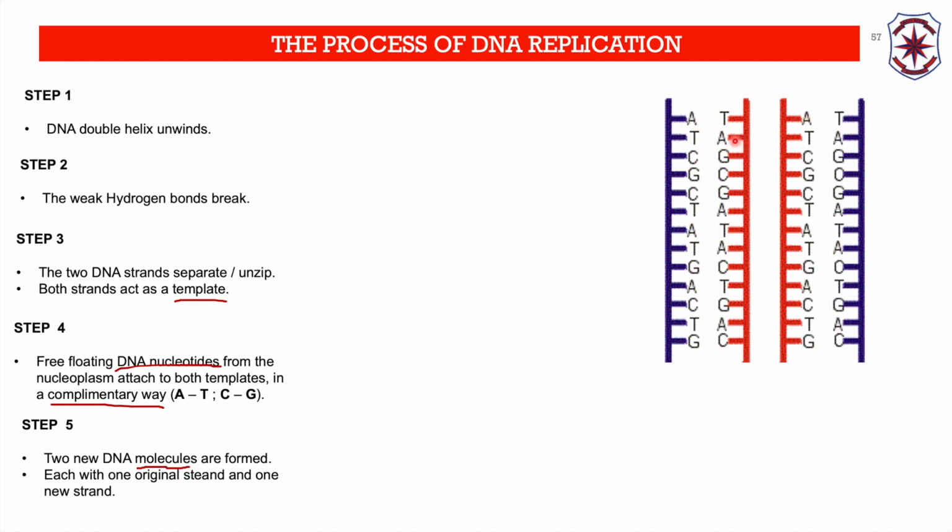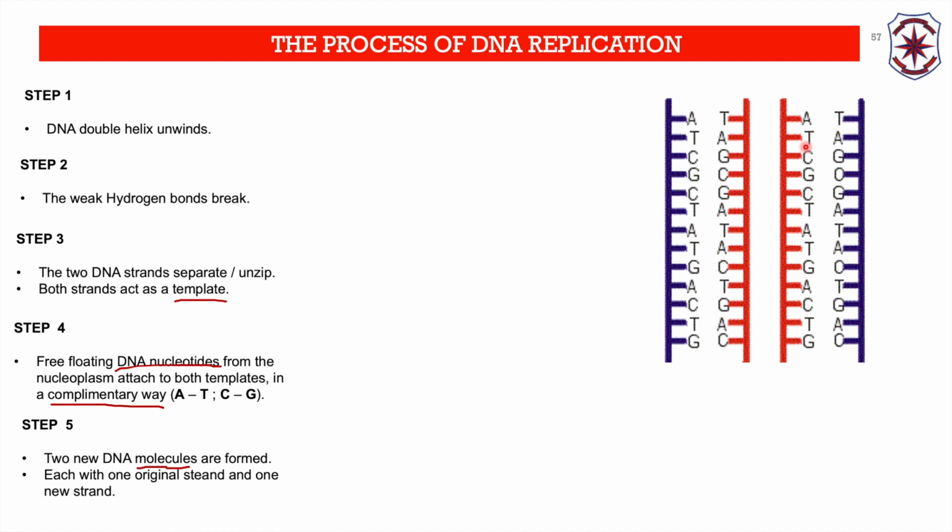AT, AT, TA, TA, CG, CG, GC, GC, CG, CG, TA, TA, AT, AT, TA, TA, GC, GC, AT, AT, CG, CG, TA, TA, and GC, as well as GC. So the 2 DNA molecules are identical to each other. So there is no mutation here.